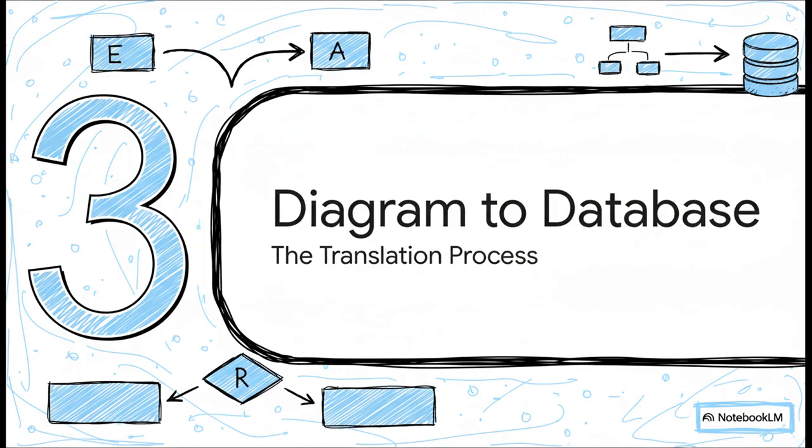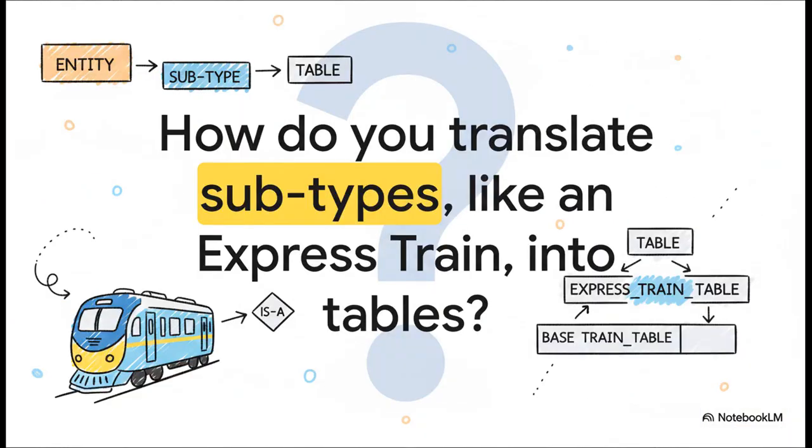Okay, so we've designed this really elegant blueprint, this diagram. It looks great on paper, but how does this drawing actually become a real functioning database that a computer can actually use? Well, that process is called translation. And translating those specialized subtypes we were just talking about, like our express train, is honestly one of the most interesting parts of the whole process. It's not always a simple one-to-one translation, and designers actually have three main strategies they can pick from.